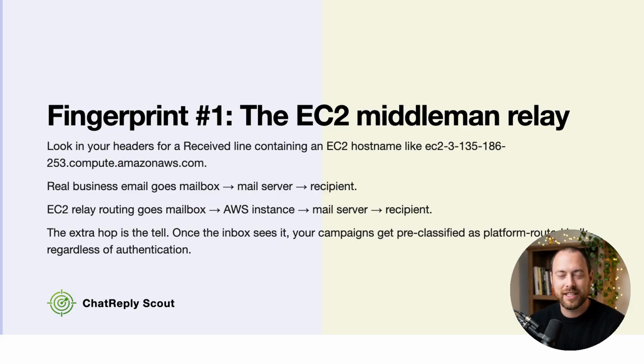Fingerprint number 1, the EC2 middleman relay. Look in the headers you just opened for a received line containing a host name like EC2-3-135-186-253.compute.amazonaws.com. Real business email goes mailbox to mail server to recipient. EC2 relay routing goes mailbox to AWS instance to mail server to recipient. The extra hop is the tell. The inbox sees it and pre-classifies your campaigns as platform routed bulk, regardless of how clean your authentication is.